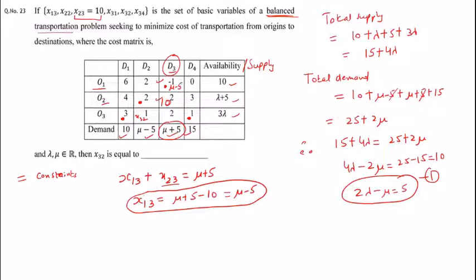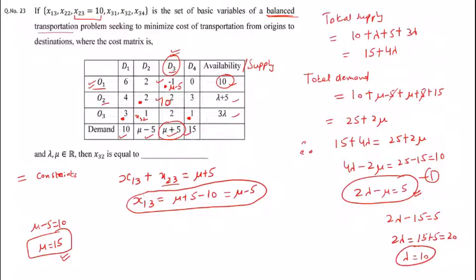In this first row, there is no other basic variable, which means origin one is supplying its whole supply to only one destination, that is D3. So that means this mu minus 5 has to be equal to 10. So this gives me the value of mu, which is 15. Once I get the value of mu, I'll substitute that in equation number 1 and I'll get 2 lambda minus 15 is 5. So 2 lambda is 15 plus 5, which is 20. So I get even the value of lambda, which is 10.